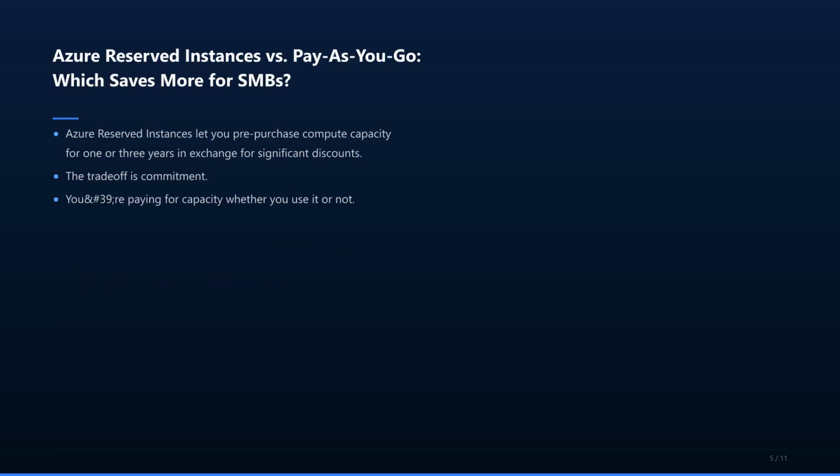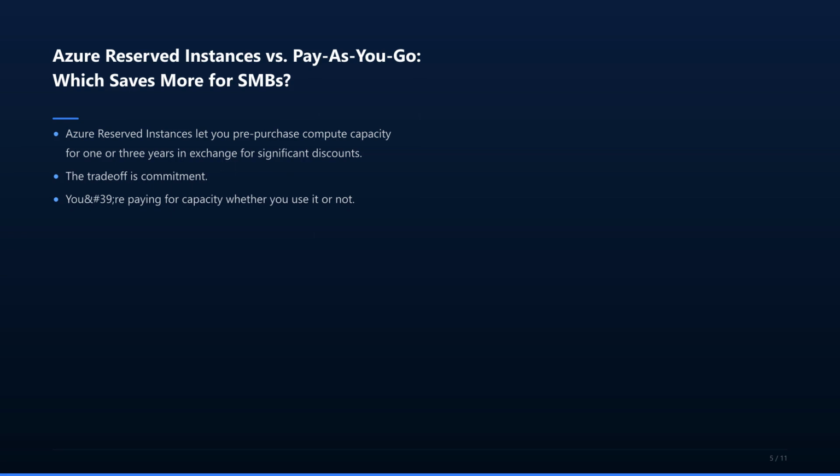Azure reserved instances versus pay-as-you-go, which saves more for SMBs? Azure reserved instances let you pre-purchase compute capacity for 1 or 3 years in exchange for significant discounts. According to Microsoft's official reservations documentation, reserved instances can save up to 72% compared to pay-as-you-go pricing for the same VM. The trade-off is commitment. You're paying for capacity whether you use it or not.